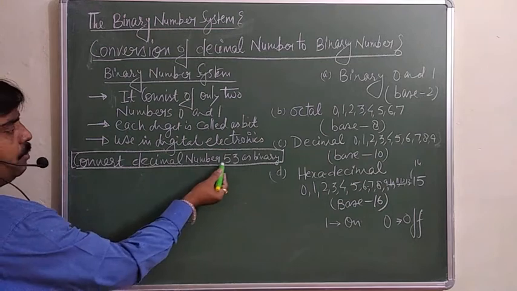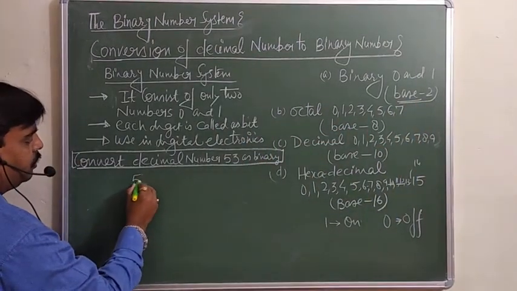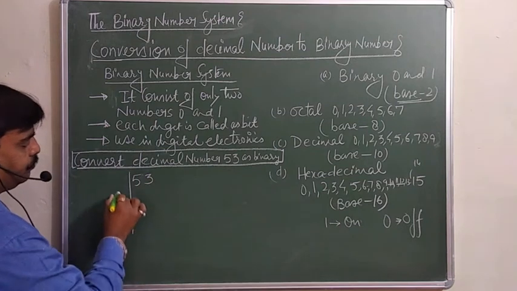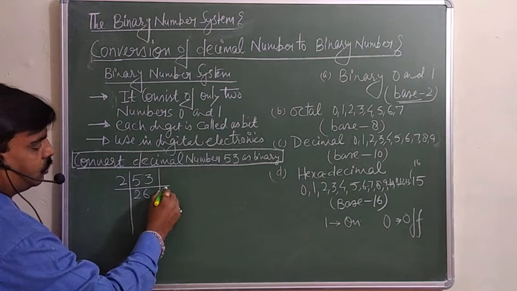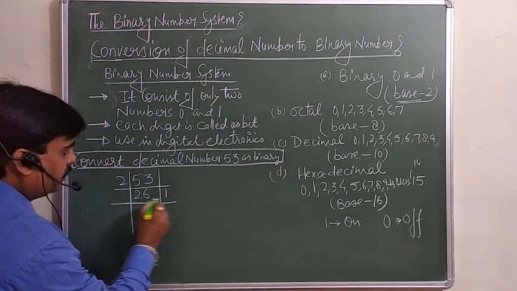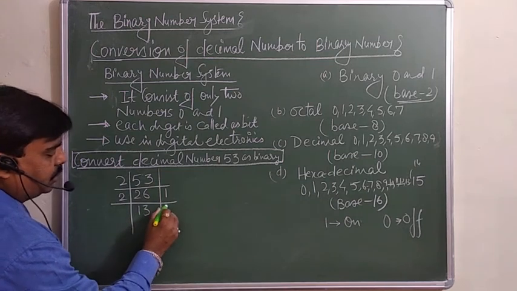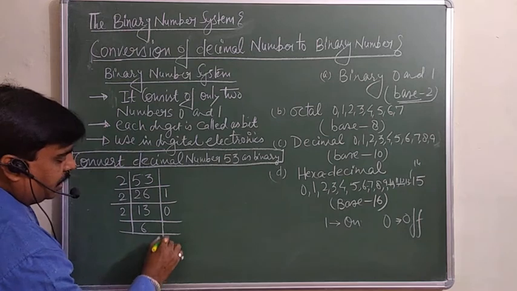Because binary means base 2, you are supposed to divide by 2. Divide 53 by 2: 2 twos are 4, 2 sixes are 12, so 26, and your remainder is 1. Keep writing the remainders here. Then again divide by 2: 13, remainder 0. Then divide by 2: 6, remainder 1.